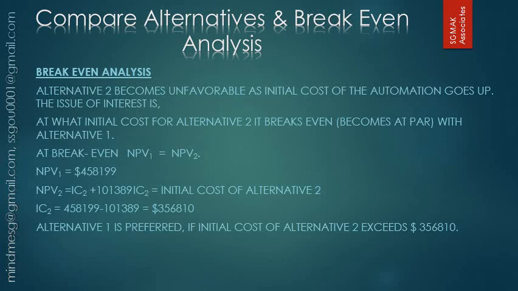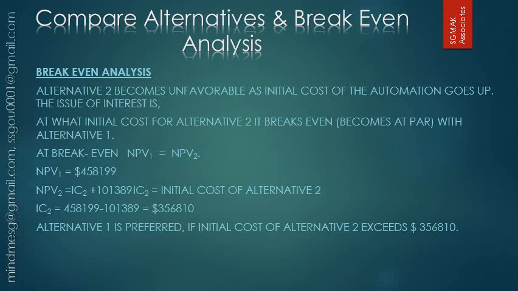So the net present value for alternative 2 becomes the initial cost IC2, unknown, plus 101,389, the present value of the base plus the gradient. If you set them equal at break even, that gives us an initial cost of $356,810. So what it implies, current value 75,000, initial cost is very much favorable.